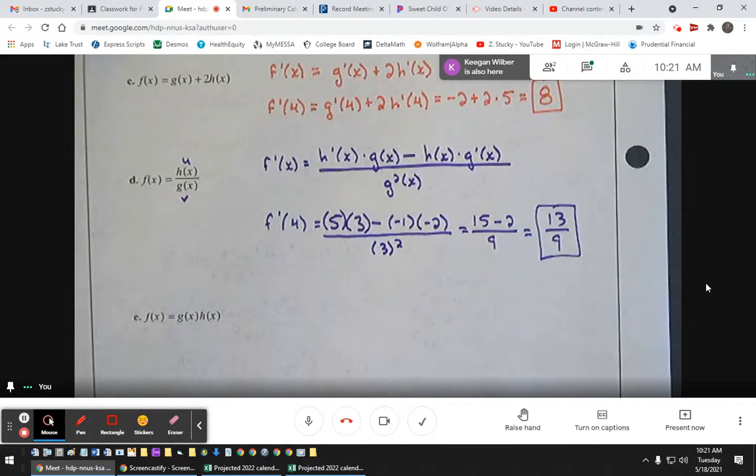You try the last one. Overall, what type of rule is it? Then go from there, applying the appropriate formula.